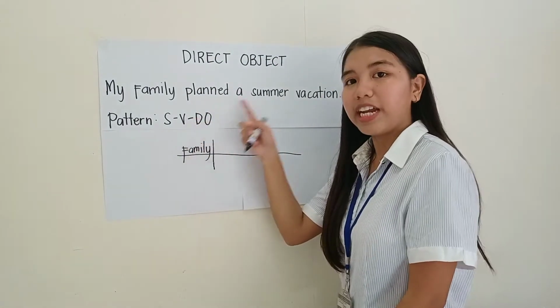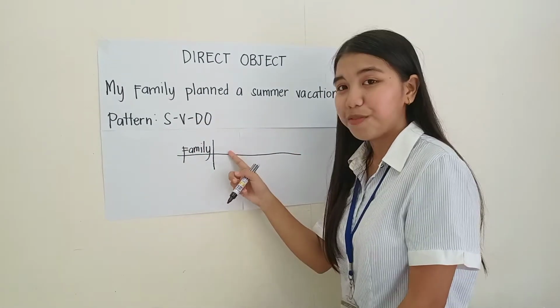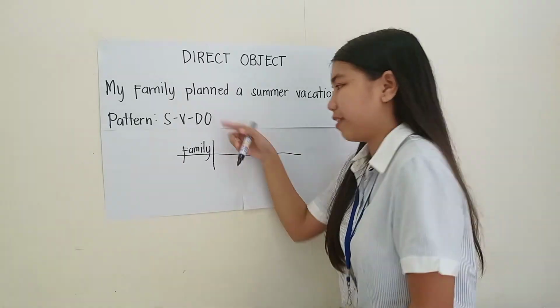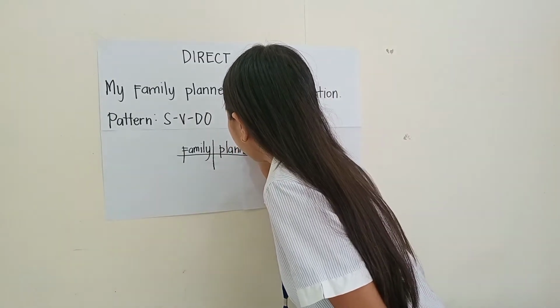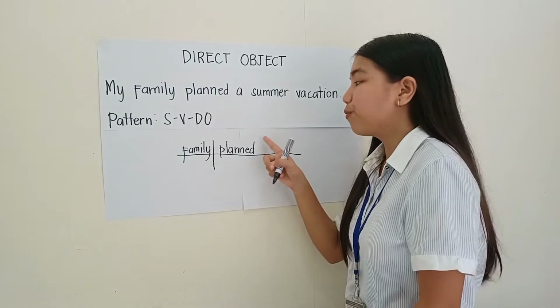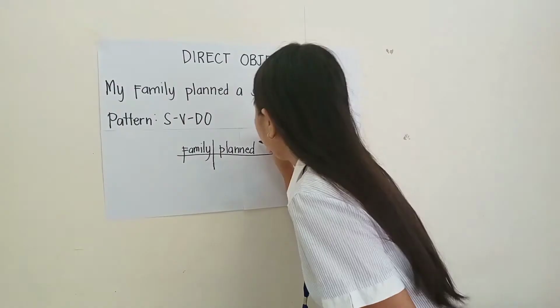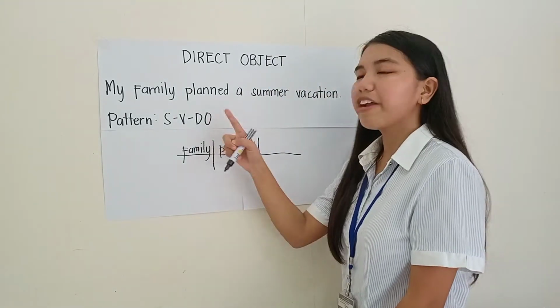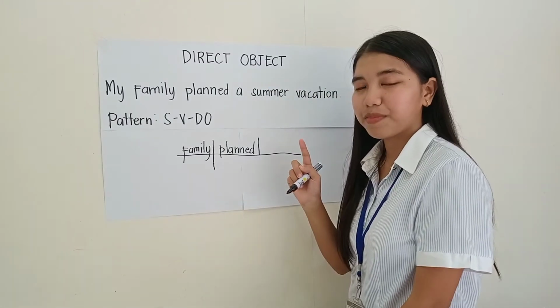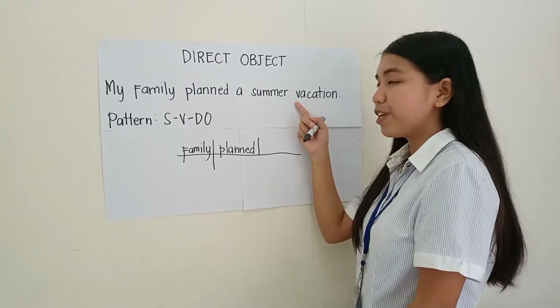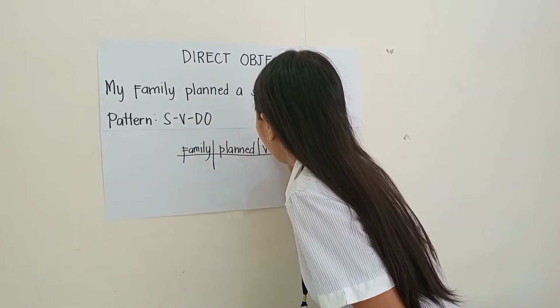What is the verb here in the sentence? The verb here is the word planned. So we should write it here. And we should put another vertical line that does not go through the horizontal line. So what is the direct object here in the sentence? The direct object here is the word vacation. So let's write it here.